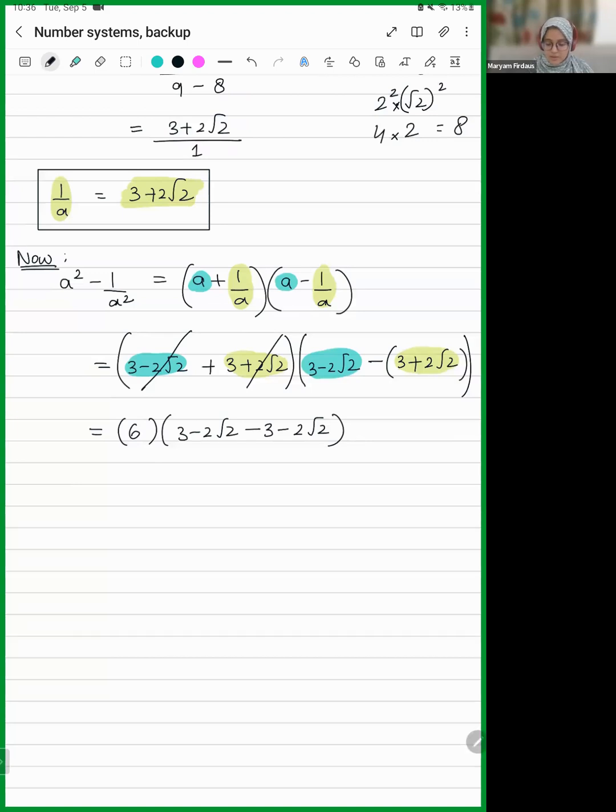Okay. So this 3 minus 3, 0. And this is minus 2 root 2 minus 2 root 2. So that will not be cancelled. So here we have minus 2 root 2 multiplied by minus 2 root 2. How much does that become? I can't hear you guys, but okay. Minus 4 root 2, right? Because it's minus 2 and minus 2 are getting added. So it's minus 4 root 2. So this becomes 6 multiplied by minus 4 is minus 24 root 2.